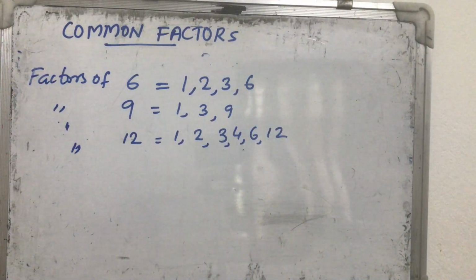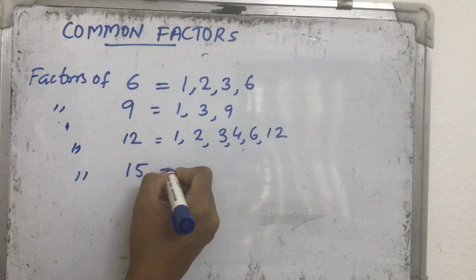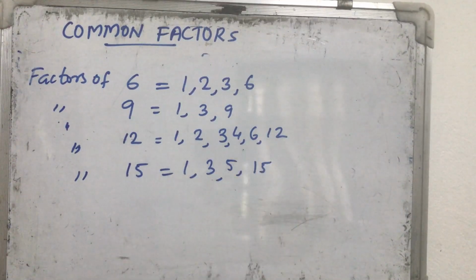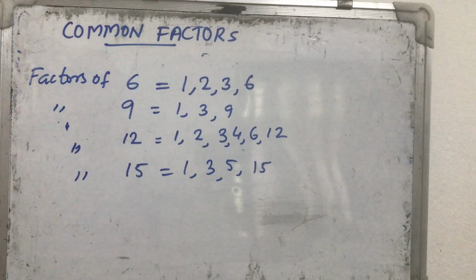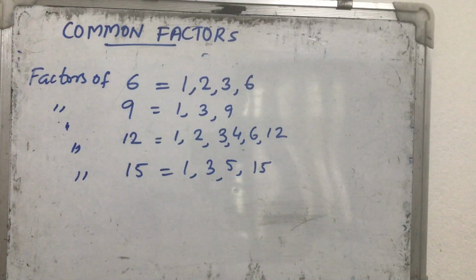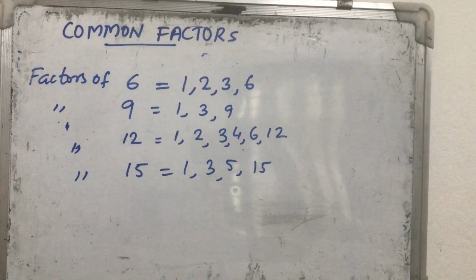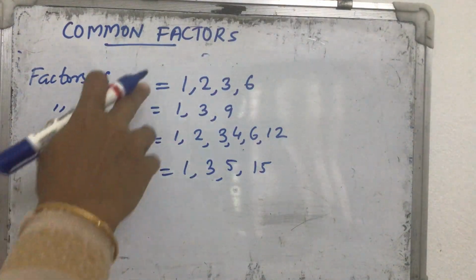Okay. So when we take any number, suppose another number 15, what are the factors of 15? 1, 3, 5, 15. Okay. Now from this example it is clear that one number is common in all the factors of all numbers. Which is the common factor in all numbers? You can see 1 is common in all the factors of numbers.